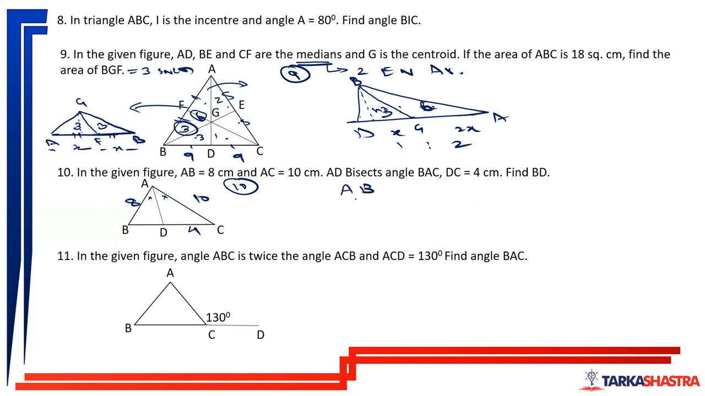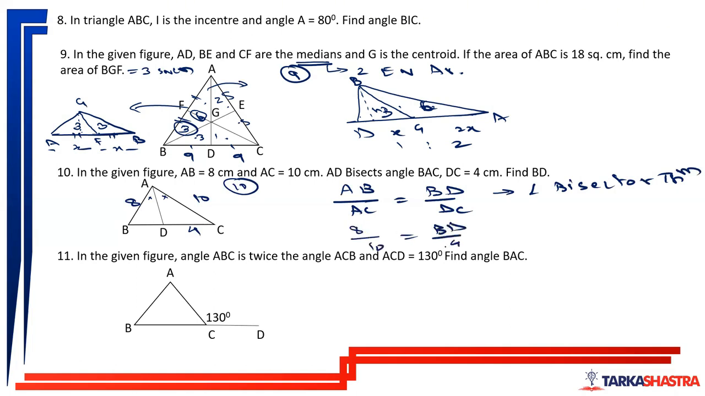According to angle bisector theorem, AB upon AC will be equal to BD upon DC. Now AB is 8, AC is 10, DC is 4. So BD is how much? 4 into 8, 32 by 10, which is 3.2. So BD is 3.2.